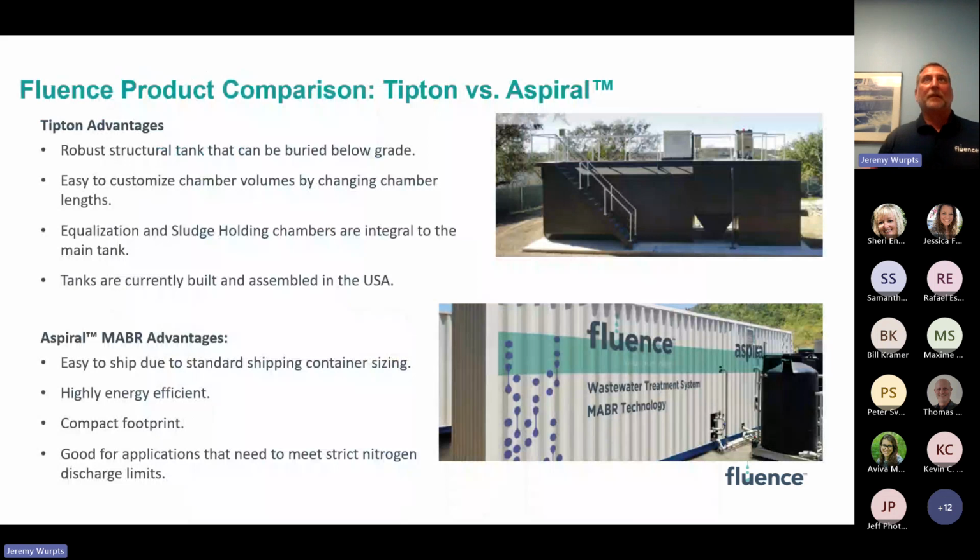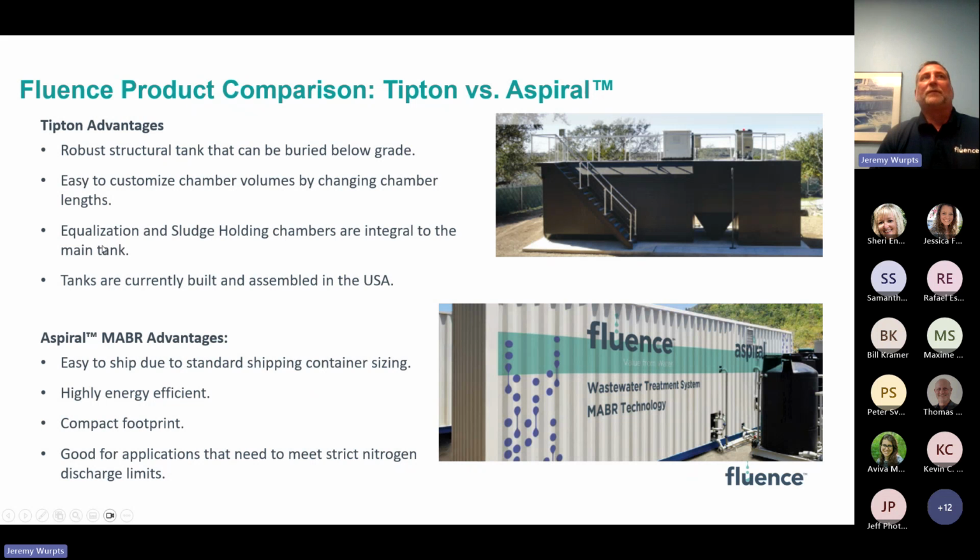And now a little comparison to another Fluence product, just to give an idea of some of the benefits of both. We have a Tipton package treatment plant system. We also have, in the lower right-hand picture, our spiral treatment system. The advantage of the Tipton system is it's a robust structural tank. You can see in the pictures, it can be installed above or buried below grade. It's easy to customize the chamber volumes by simply changing the chamber lengths, and I'll show how we adjust some of those based on our cross sections in the next slides.